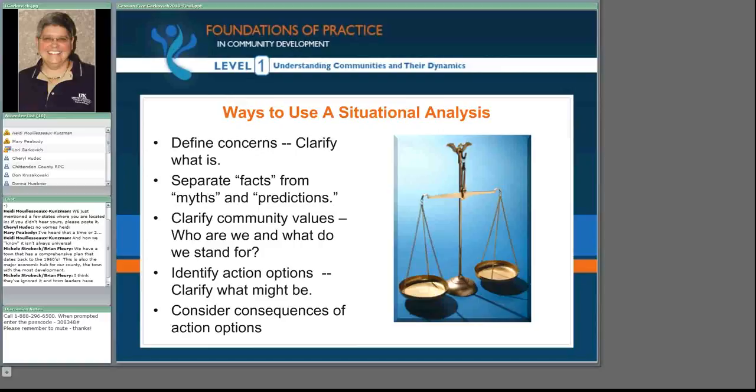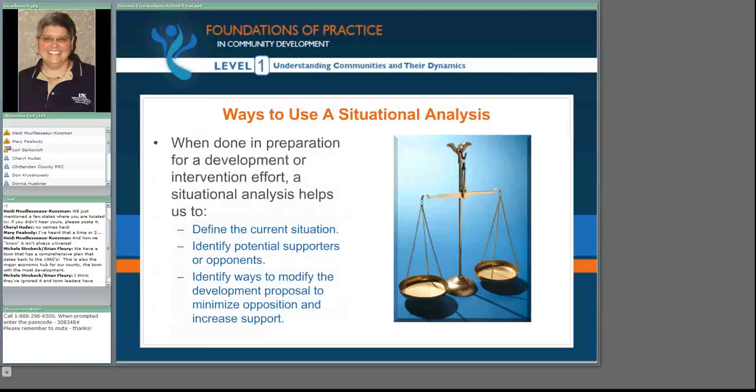Sometimes we want to jump into action without asking the question, what are the costs and what are the benefits? And change always has winners and losers. I think a key role that we can play with communities is to ask the questions that encourage the community to think about, if we do X, who's going to be the winners? Who's going to be the losers? What are going to be the costs? And who's going to pay them? And what are going to be the benefits? And who is going to reap those benefits?